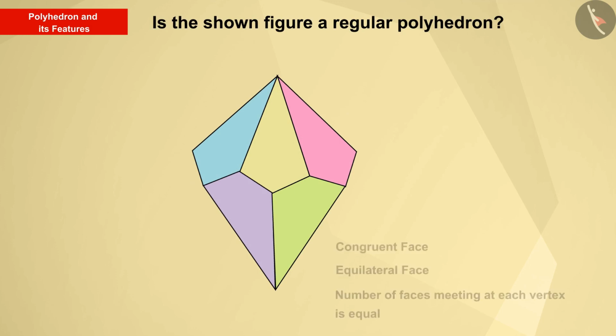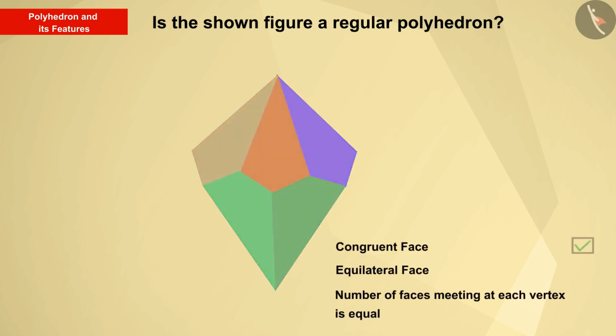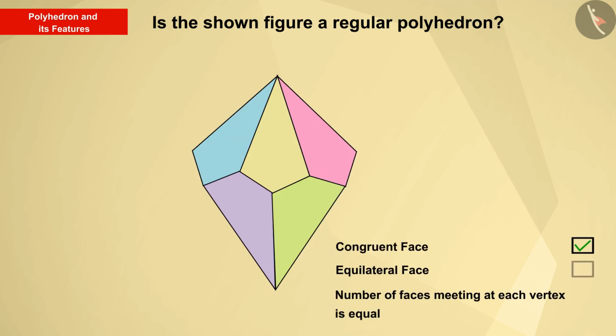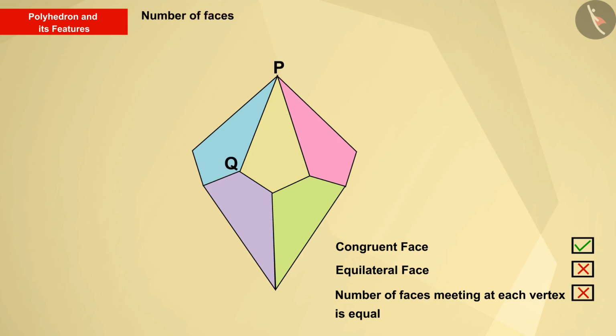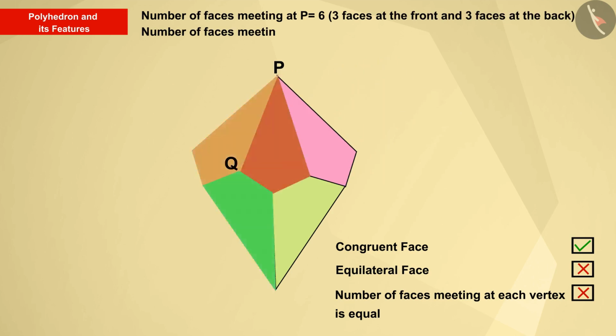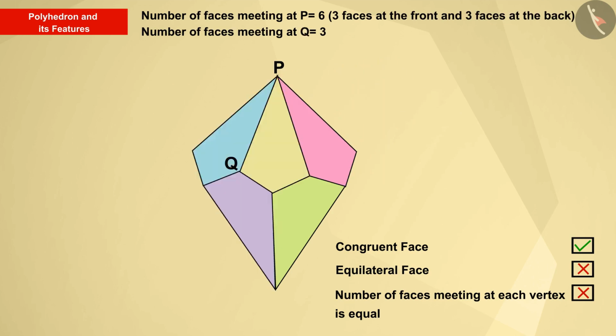As we can see that all the faces of the shape are congruent but not equilateral. Is the number of faces at each vertex equal? No. Let's see how. Number of faces on P equals 6, 3 faces forward and 3 faces backwards. Number of faces on Q equals 3. The number of faces on the vertices is not equal and the faces are not congruent. Therefore, this shape is not a regular polyhedron.